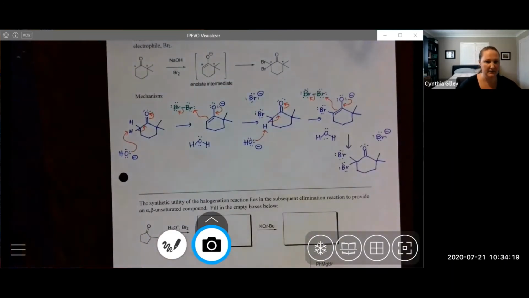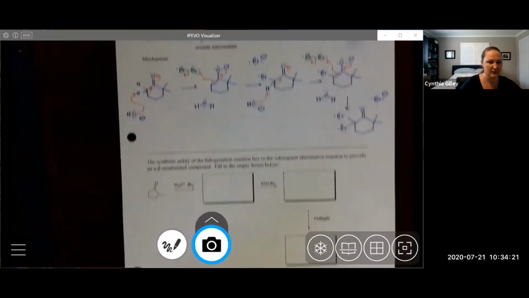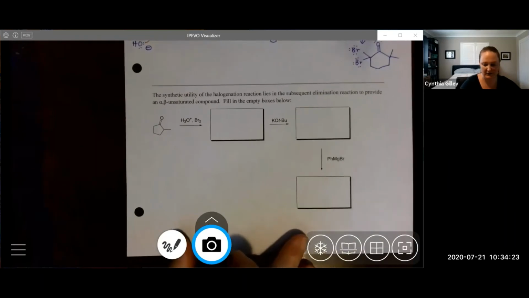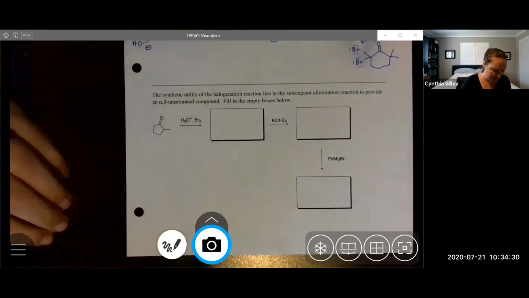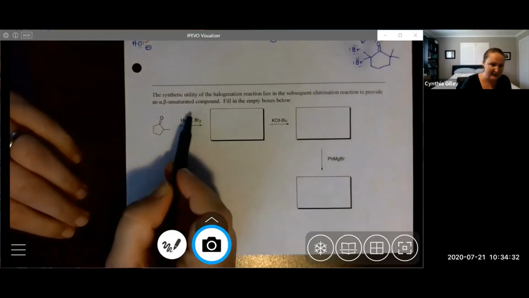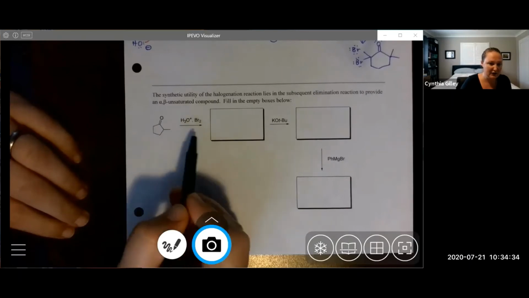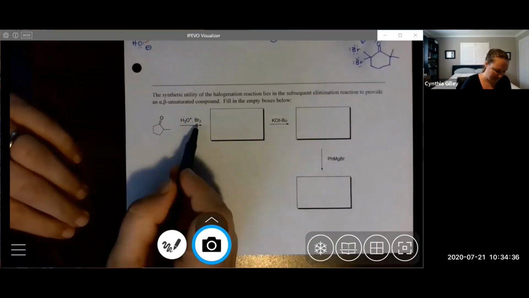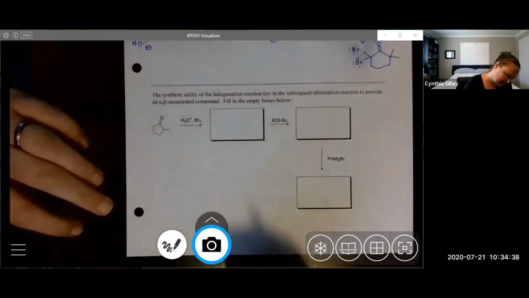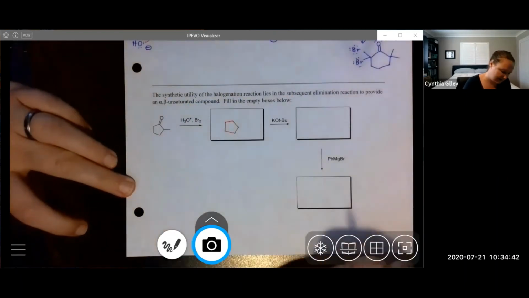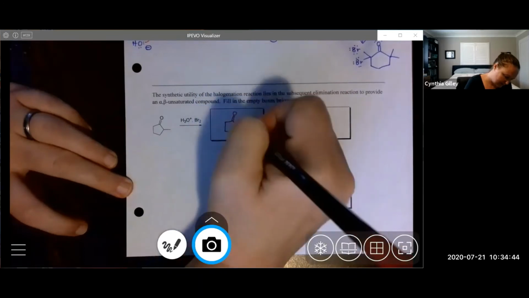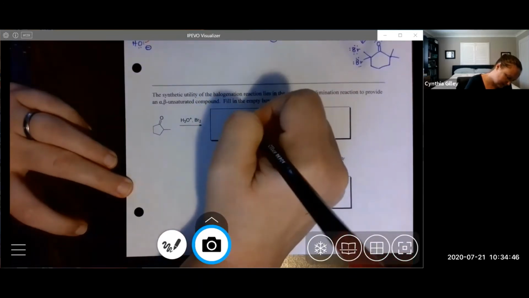Okay, awesome. So now we have some drawing in of the products of the synthesis reactions. So we have H3O plus and bromine. So that's going to be alpha halogenation, right? Placing a bromine, and it will go on the more substituted carbon because of the formation of the more substituted enolate. Right, so we'll go ahead and place the bromine here.